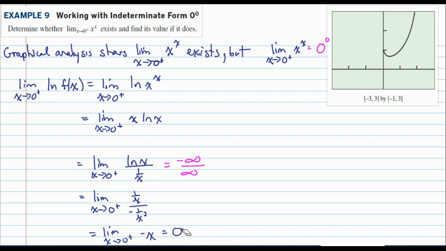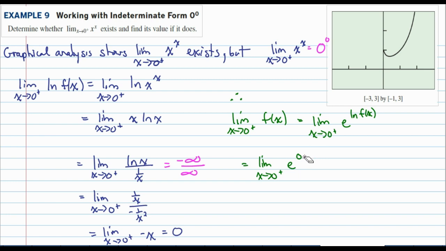That's not my answer. That was the limit as x approaches 0 from the right of the natural log of our function. So we can now make the conclusion that the limit as x approaches 0 from the right of f of x, which can be written as the limit as x approaches 0 from the right of e to the log base e of f of x, so natural log, which I found the value for the exponent, that was 0. So the answer is e to the 0, which is 1.